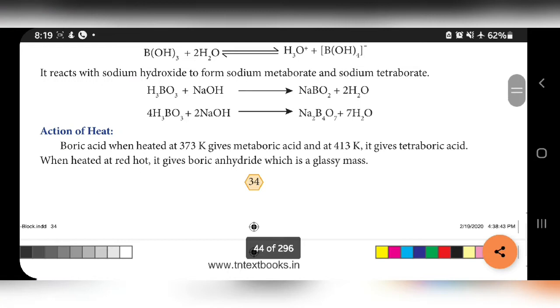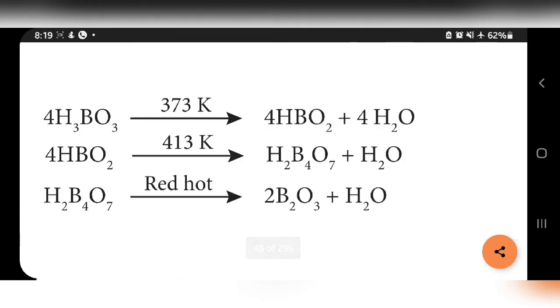Next one, action of heat. Boric acid, when heated at 373 Kelvin, gives metaboric acid, and at 413 Kelvin it gives tetraboric acid, and when heated at red hot it gives boric anhydride, which is glassy mass. See these reactions, students. Boric acid at 373 Kelvin gives metaboric acid.